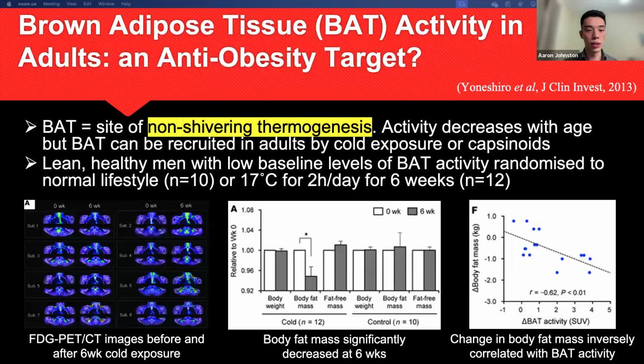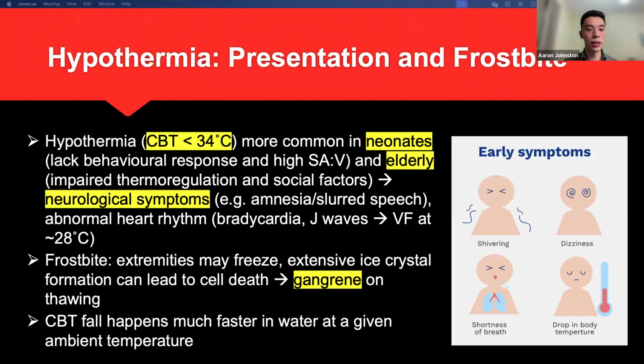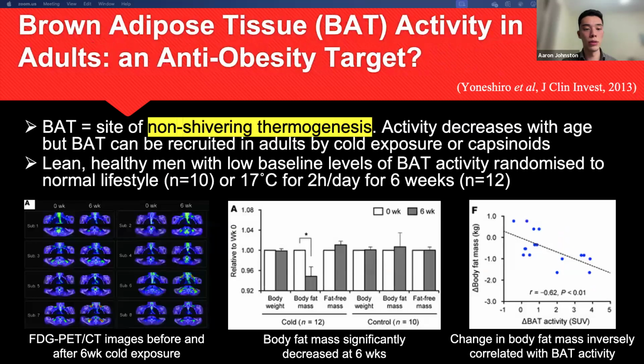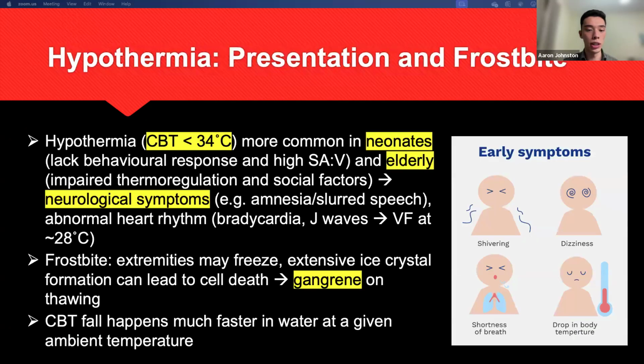I'm going to skip past this, but this is just about brown adipose tissue as a potential anti-obesity target. It's been discovered that brown adipose tissue is not exclusively present in babies, but there's also some evidence for it being present in adults, and maybe this can be activated by, for example, exposure to the cold, and maybe this could be a way to burn energy to help with weight loss, for example.